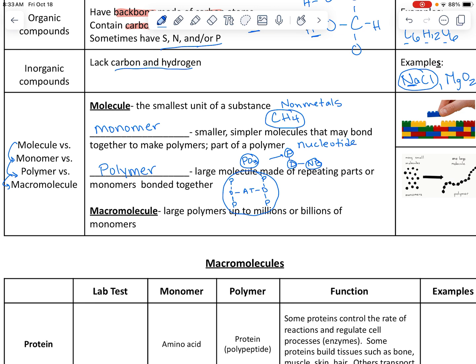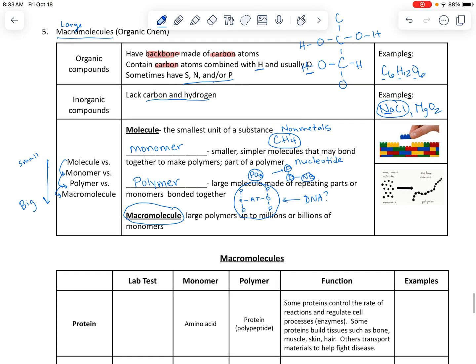Now, how do we go from polymer to macromolecule? Well, obviously this is not the whole DNA. Is this DNA? No, it's just a piece of DNA. If we're looking at the entire strand of DNA, we're talking about millions and sometimes billions of monomers linked together. That is when we get to the macromolecule stage. Okay, so again, it just keeps getting bigger and bigger, and we're just building on and building on and building on.